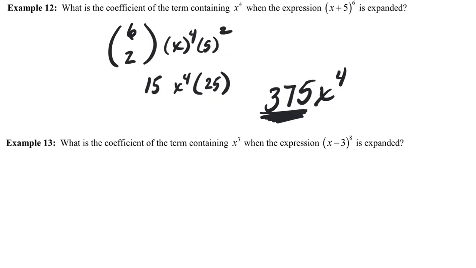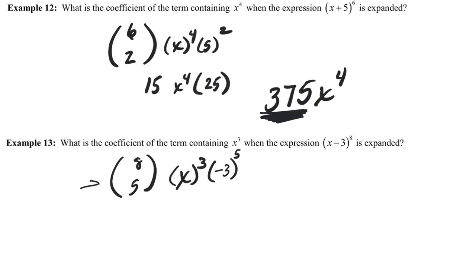Let's look at 13. What is the coefficient with the term containing x to the third? Why don't you pause the video and give it a shot? All right, hopefully you have this written down. I put x to the third, which means the second term has to make up the other to make 8, so that's a negative 3 to the fifth. I put my little binomial symbology out here. I throw it into my calculator, and I get 56. And that gives me x cubed, and then whatever negative 3 to the fifth is. I think it's negative 243, if I'm not mistaken.